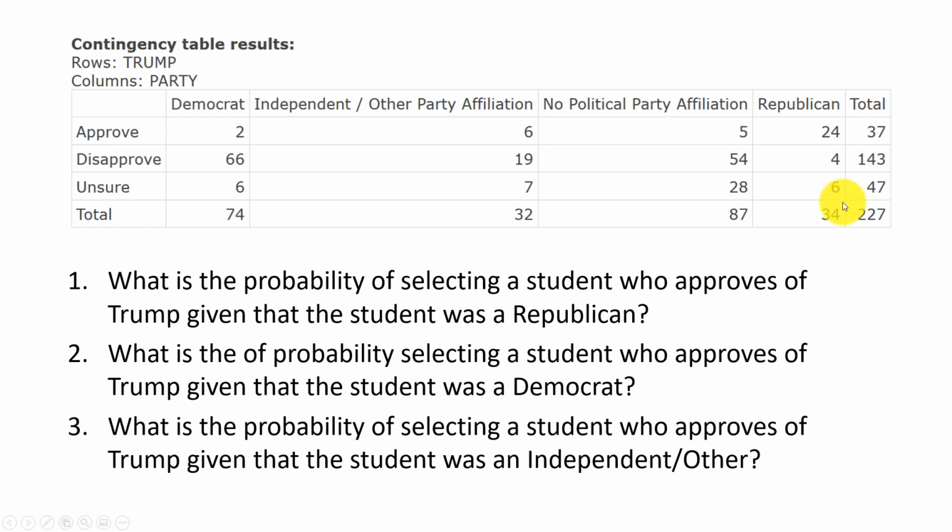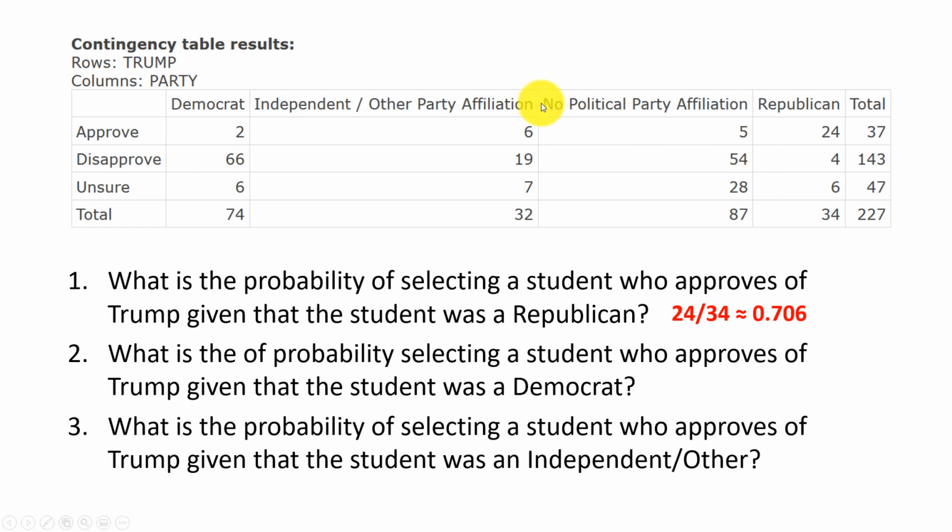Out of the 34, we want to know what is the probability that they approved of Trump. Well, out of a total of 34, we had 24 that approved, 4 who disapproved, 6 who were unsure. So the probability of number 1 would be 24 out of 34, and if we round that to 3 decimal places, that would be 0.706.